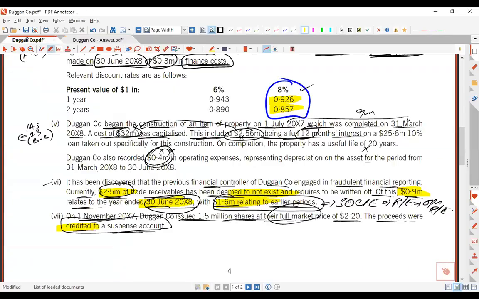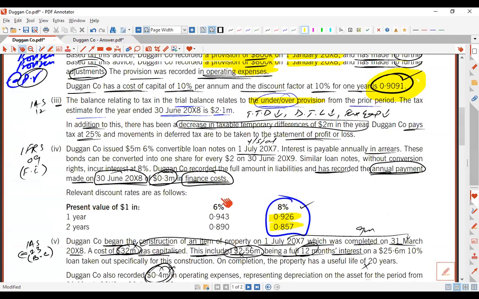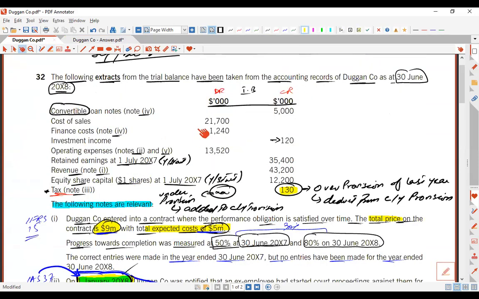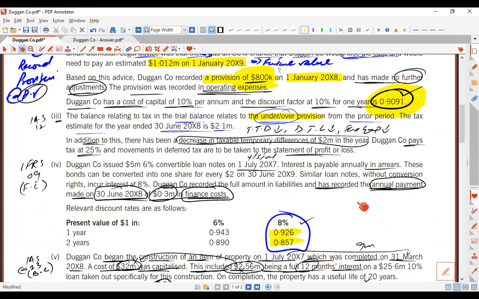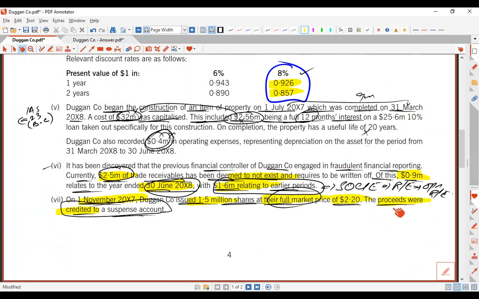Last note for this question: on 1st November 7 during the year, the company issued 1.5 million shares at 2.2, at full market value. The share, by the way, what is the par value? That's in the trial balance. Par value is 1. They are issuing shares at market value of 2.2. It means 1.2 is the premium amount. The proceeds credited to a suspense account. So the debit side is perfectly recorded, and the credit side is actually placed in a suspense account.